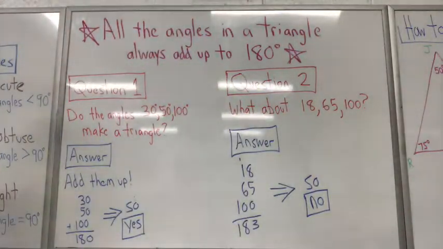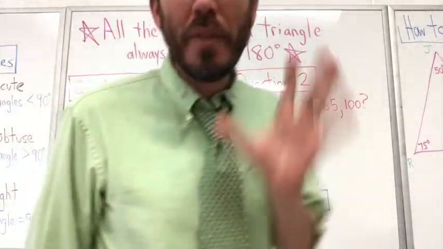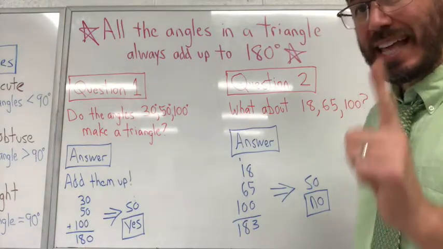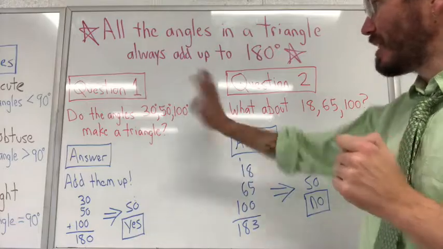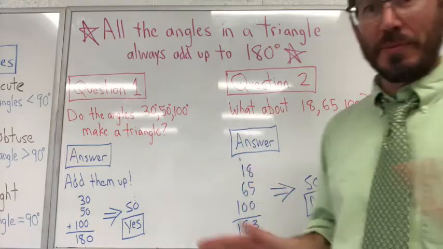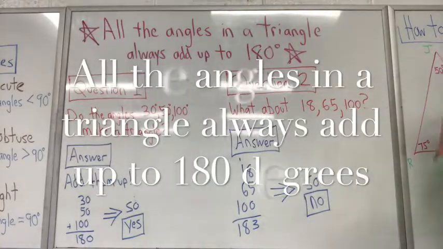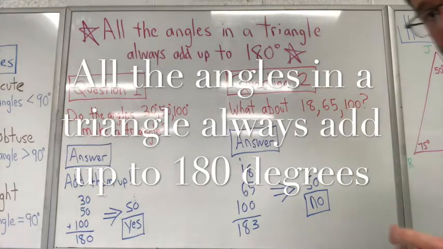The most important fact that you can learn about triangles is on the board right now. It is the only thing I need you to write in your notebook, is that sentence with a star, all right? You can skip the rest because I'm going to put that on the board. You're going to do problems with that. But you need to write the sentence with the star. All the angles in a triangle always add up to 180 degrees.